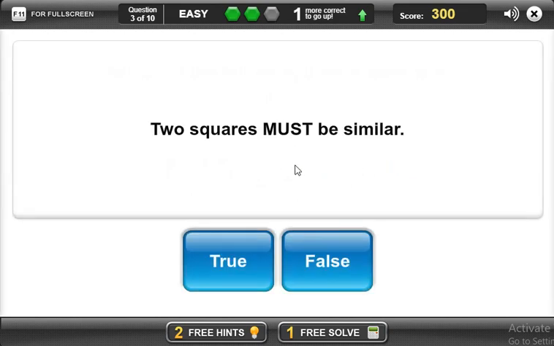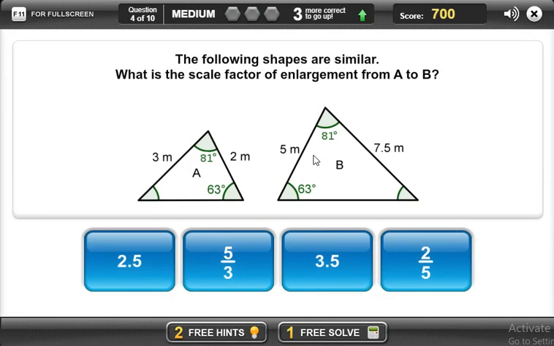Two squares must be similar. Well, yes, they absolutely do. The following shapes are similar. Scale factor from A to B.